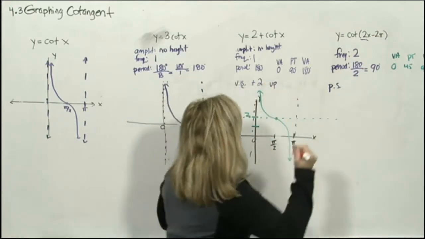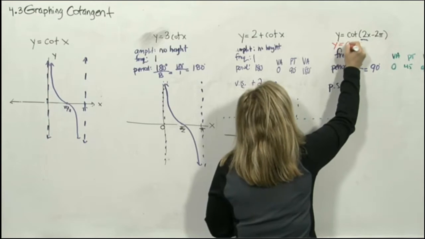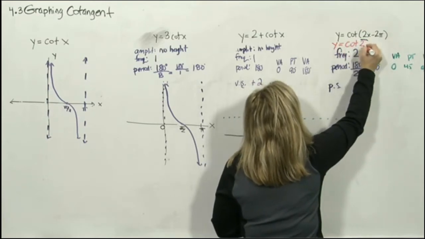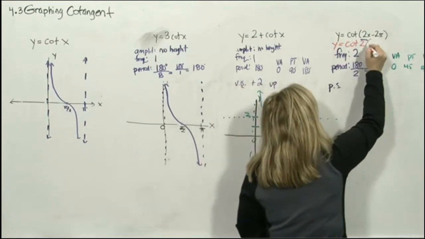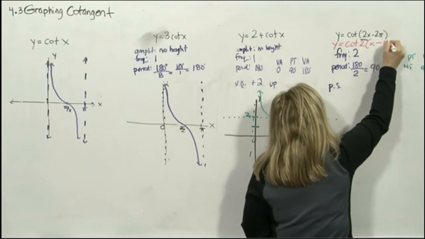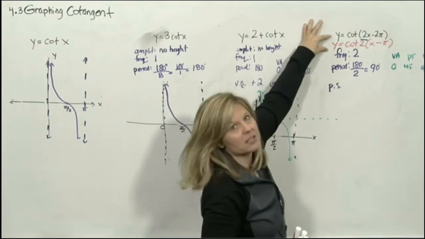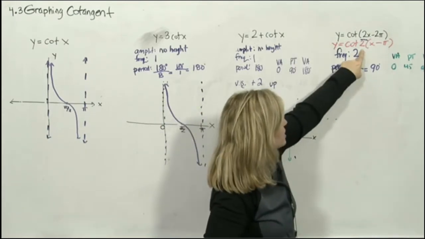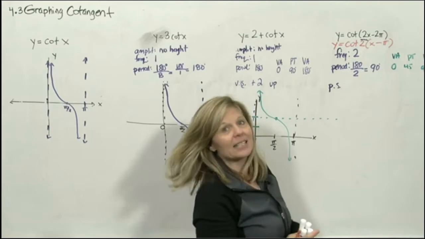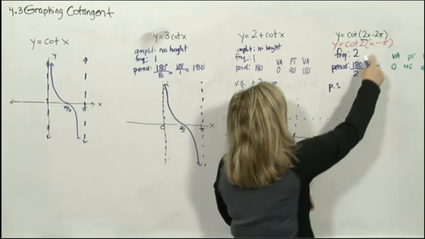So if I rewrite this expression, it would be y equals cotangent. I'm going to pull out the 2. And now that's going to leave me x minus pi. You all have to agree those 2 statements mean the same thing. I still have a frequency of 2, but now I can tell the phase shift. The phase shift is minus pi.